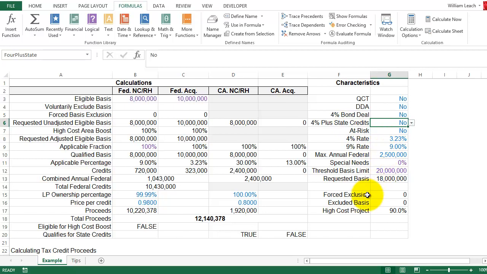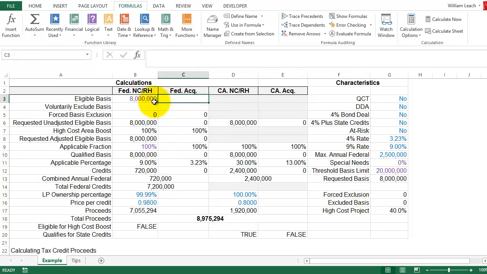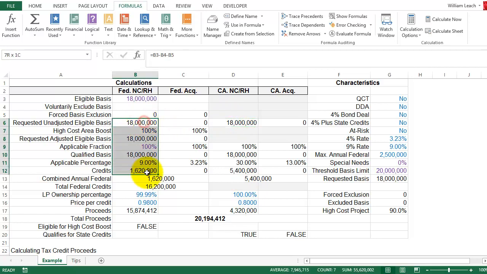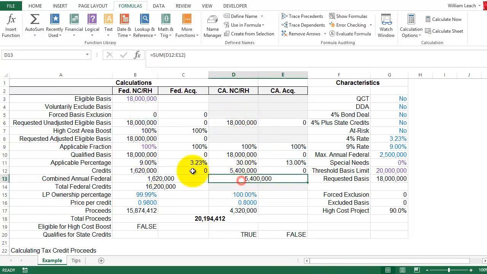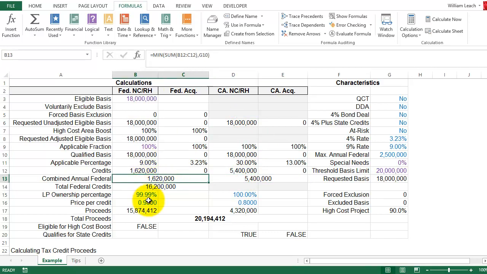And what do we want to do here? So let's pretend that we're not a rehab anymore. Let's go back to being a new construction project. So we're a new construction project. We're not getting the boost. So if you don't get the boost, you are going to get state credits. And we're going to calculate down and see how much state credits and federal credits we generate.